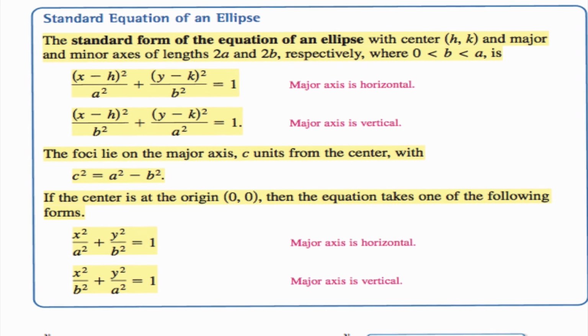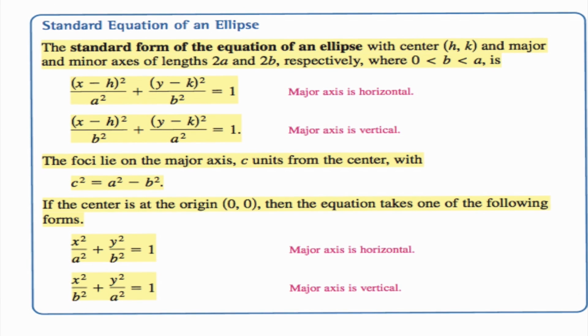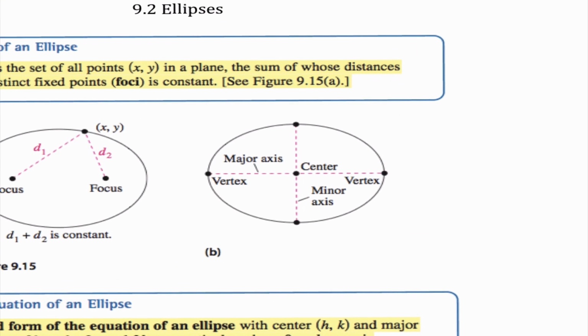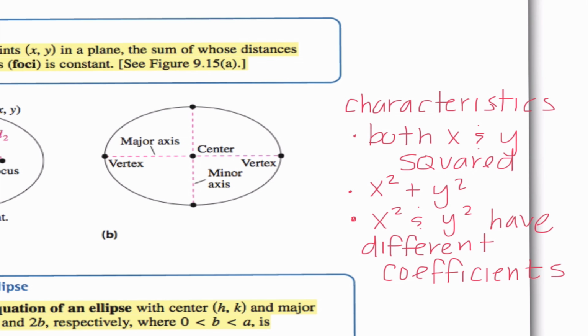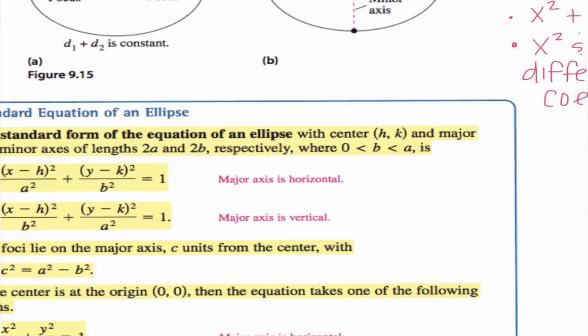Before we get into the standard equation of an ellipse, I actually want to talk about some characteristics of an ellipse. So the three characteristics: both x and y are squared. There we go, it is x squared plus y squared. And so far that looks a lot like a circle. What makes an ellipse different than a circle is that in an ellipse, x squared and y squared have different coefficients. In a circle, it would be like 2x squared plus 2y squared. In an ellipse, we might see things like 2x squared plus 3y squared. So that's what differentiates it.